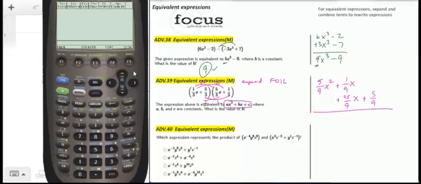And so my question is asking me to identify b. b is the coefficient of my first degree term, so all I need to do is add straight down this middle column. 1/9 plus 25/9 is 26/9 x. And so that is my answer for that question.